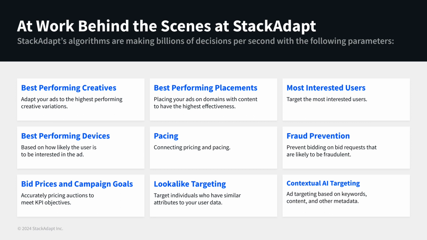It might be based on things like best performing creative, placements, devices, and could even be supply sources and domains. We'll also take into account the bid prices and campaign goals. So if you're bidding on a CPM, but you had a particular CTR goal or a CPC goal in mind, the algorithm will look at that and decide to enter auctions where it thinks it's more likely to achieve those goals.